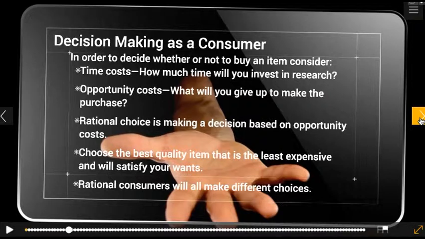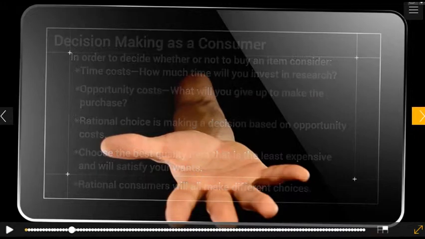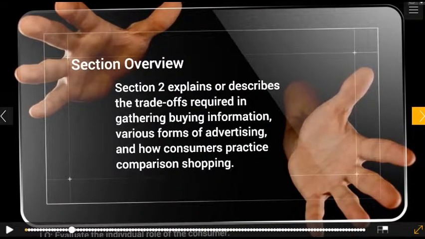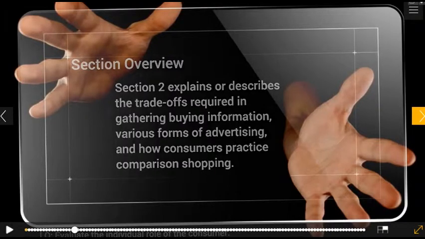You want to choose the best quality item that is the least expensive and will satisfy your wants. Rational consumers will all make different choices. Section 2 explains or describes the trade-offs required in gathering buying information, various forms of advertising, and how consumers practice comparison shopping.